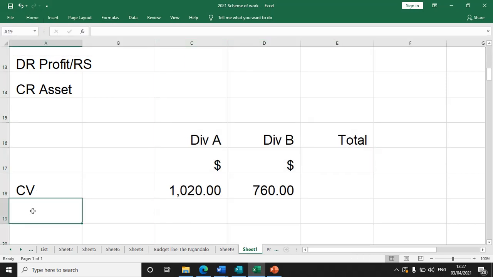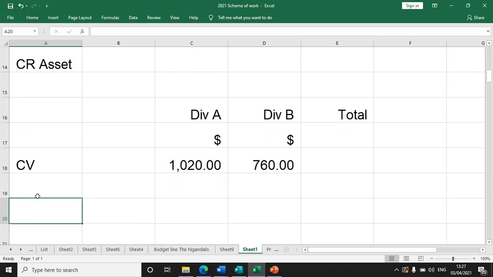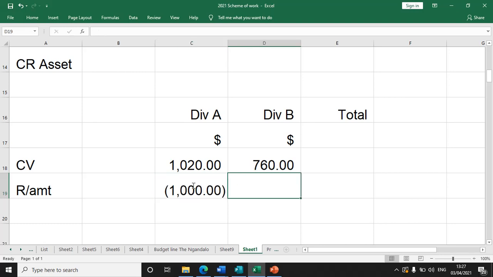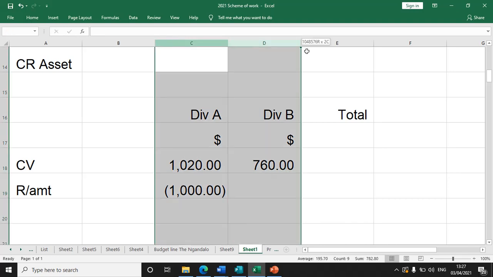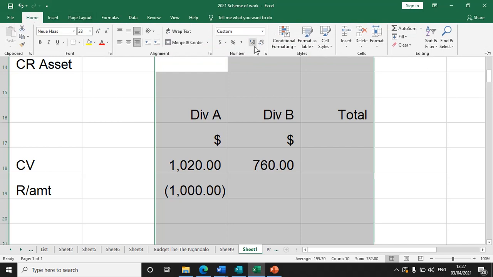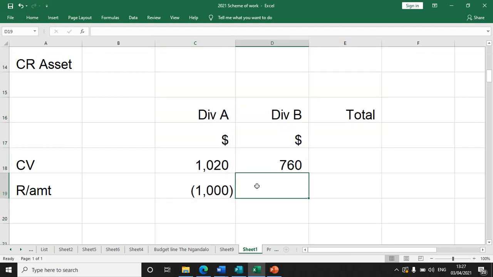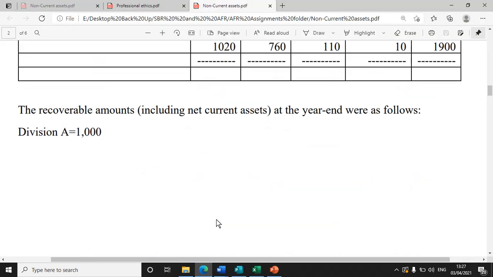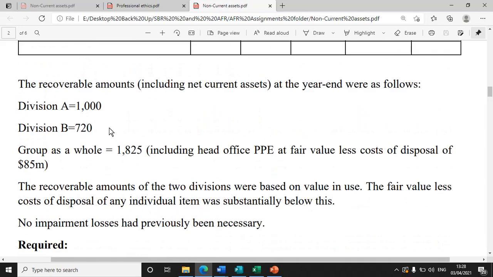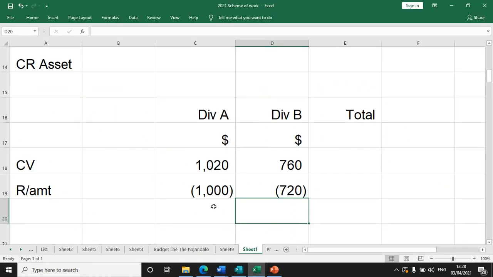All right, so now what's the recoverable amount for these two divisions? We've got 1,000 for Division A, and for the sake of clarity I'm going to do away with these zeros, they're making my work a little bit untidy. And for the other division, I can see 720 there. This is the recoverable amount. Where am I getting these figures? I am getting these figures from here, so you can see those figures. If you're making reference, that should not be a difficult thing to appreciate.